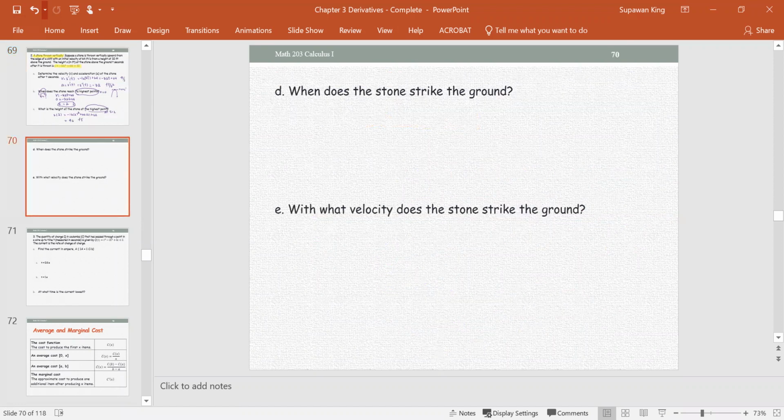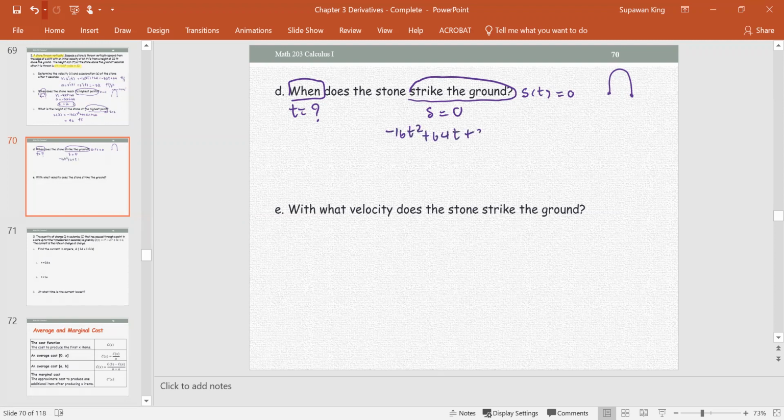Part D, when does the stone strike the ground? The key term, strike the ground, means the position s equals 0. The stone goes up and comes back to the ground. As for the time t, we set s equals 0. Our s is negative 16t squared plus 64t plus 32 equals 0, and we are going to solve this quadratic equation.